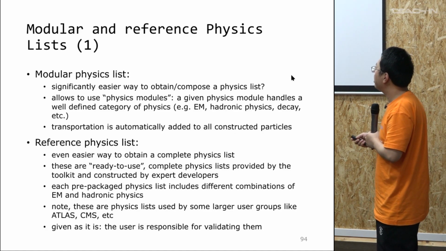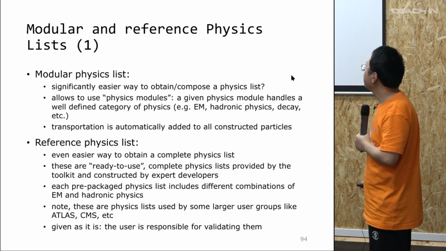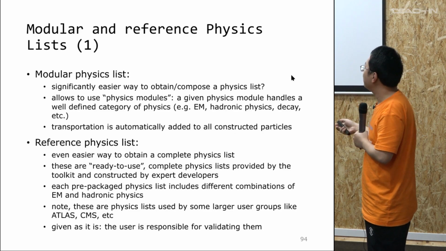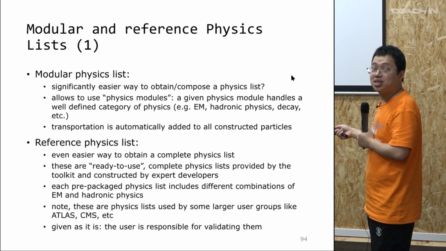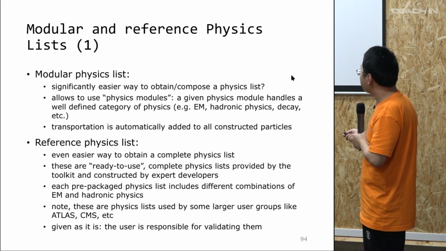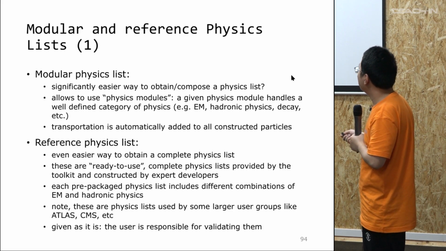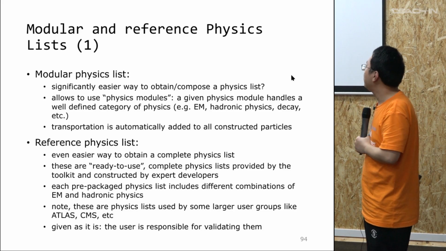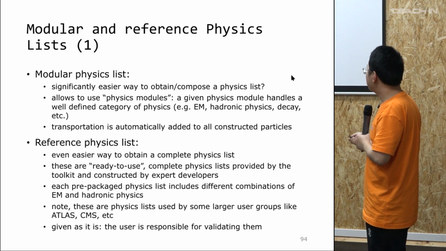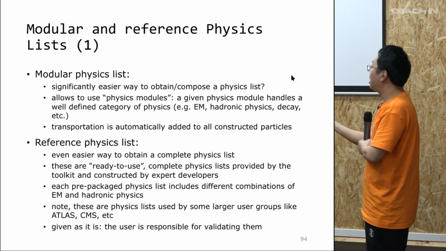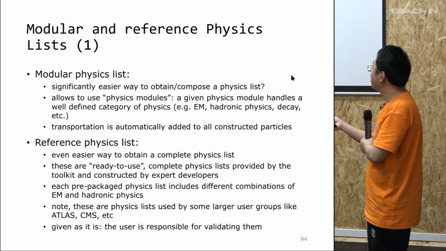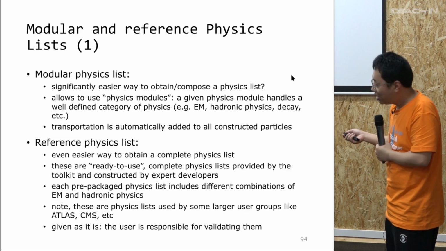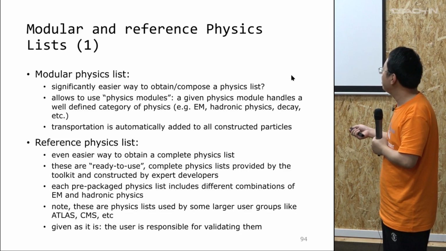Then Geant4 also provides the so-called reference physics lists. It goes further and provides a higher-level physics list, so you can just use it directly. These are all ready to use, and it also provides the interface, so you can replace some modules as you like. For example, some larger user groups like ATLAS and CMS have their physics lists already inside the Geant4 source code. That means they can be validated in each Geant4 version.